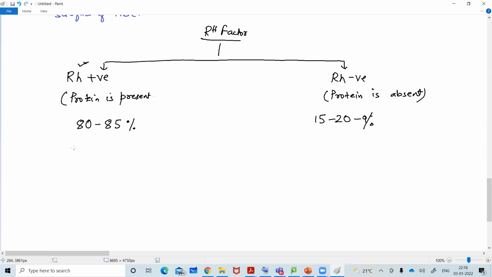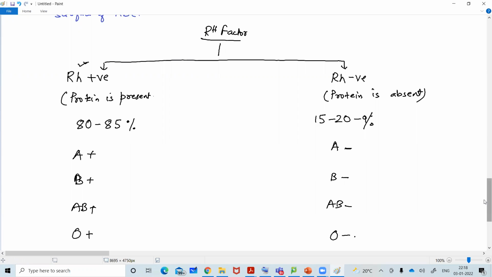And again, the pattern of blood group system is as it is. So A plus means antigen A and Rh both are present. In the same way, B plus, AB plus, and O plus. When we say A minus, the meaning is antigen A is there, but Rh is absent. That's why minus. B minus, AB minus, O minus.